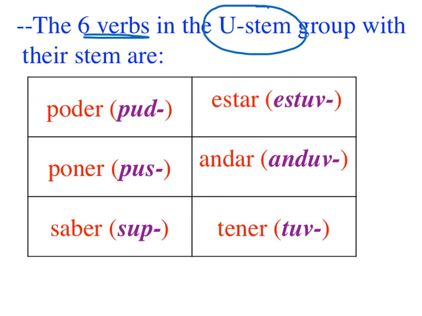The second group is the U stem group. And there are 6 verbs in the U stem. Here they are: poder, estar, poner, andar, saber, tener. Here is the stem. Notice the U. That's why we call it the U stem group. And so go ahead and put the stem in parentheses next to the verb, put the meaning of the verb, and then apply the endings. Form the verb, apply the endings. So once again, learn the endings, learn the stem, apply the endings. This is our second group, the U stem.